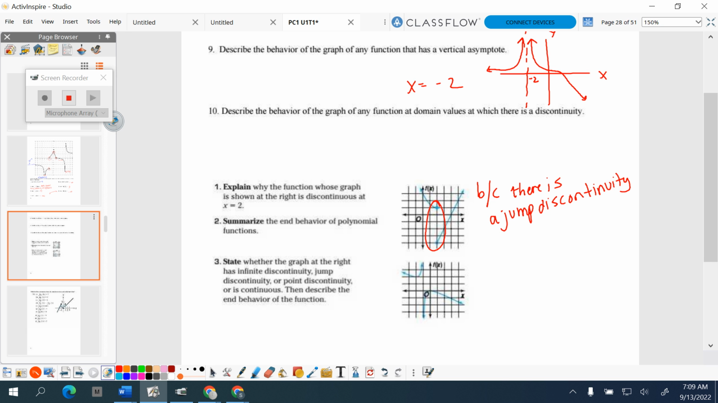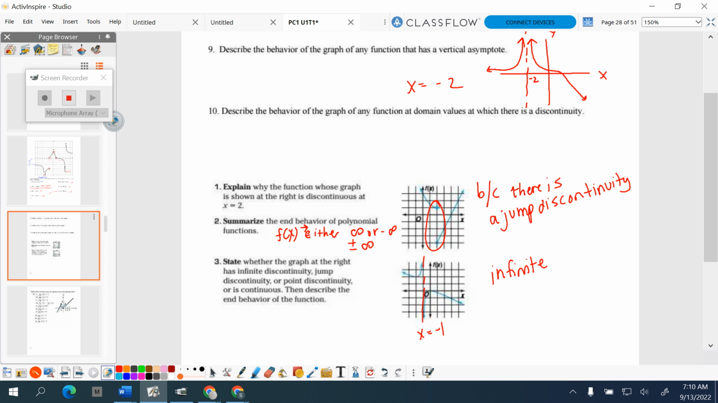In end behavior, polynomial functions always go to either f of x approaches infinity or negative infinity. We also say positive or negative infinity. That's a shorthand way of doing that without the R. State whether the graph at the right has infinite discontinuity, jump discontinuity, or point discontinuity, or is continuous. It has an infinite discontinuity, and it's at x equals -1.